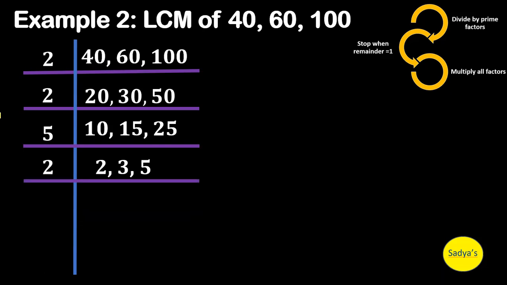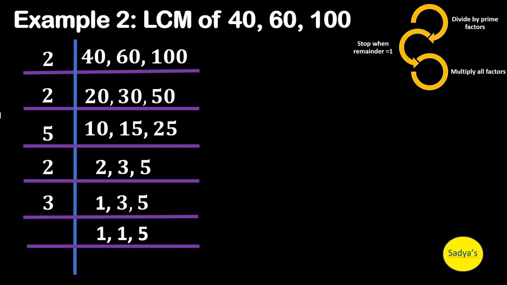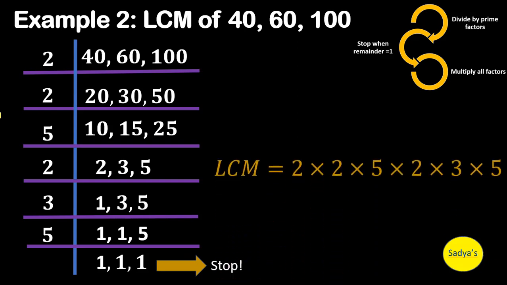Dividing by 2 gives us 1, and 3 and 5 remain as they are. Dividing by 3 gives us 1, 1, 5. And lastly, division by 5 gives us 1, 1, 1. And we stop here as we have got 1 in the remainder. So LCM is the product of all the numbers written on the left, which is 600. So the LCM of 40, 60 and 100 is 600.